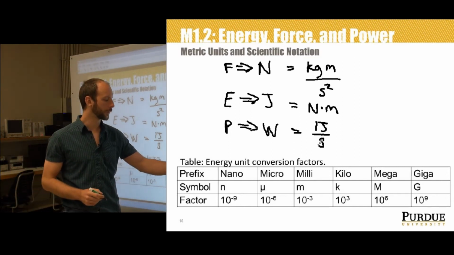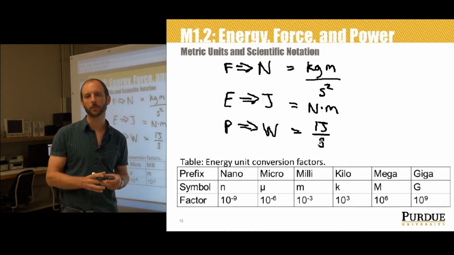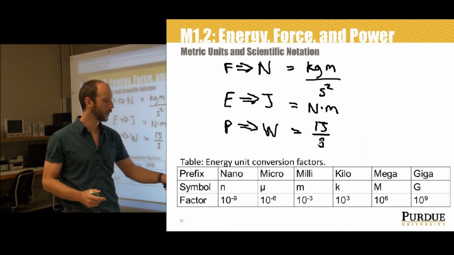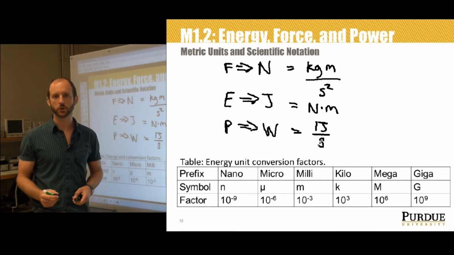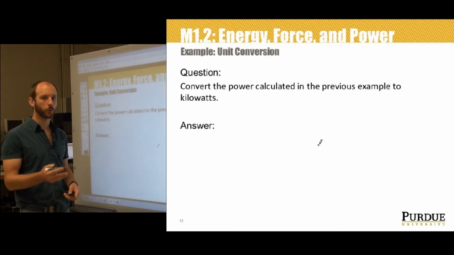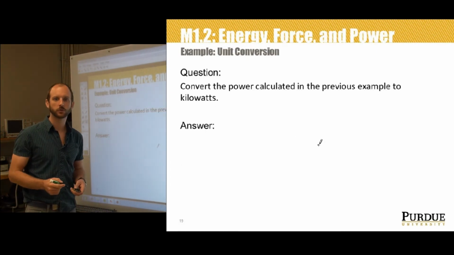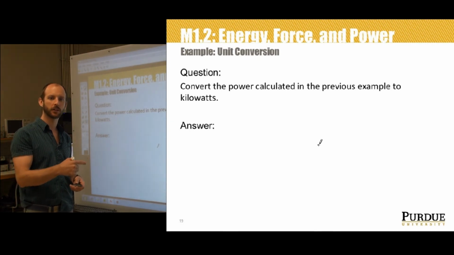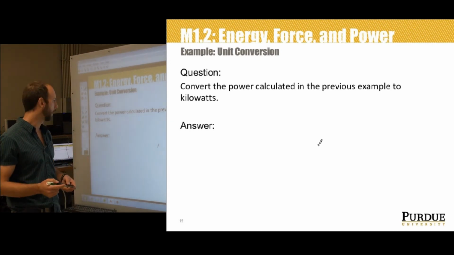And then becoming more and more common, especially when we talk about national scales of energy consumption, the unit giga, capital G, 10 to the 9. So let's do an example doing some energy conversion. Let's convert the power that we calculated in the previous example over into kilowatts.